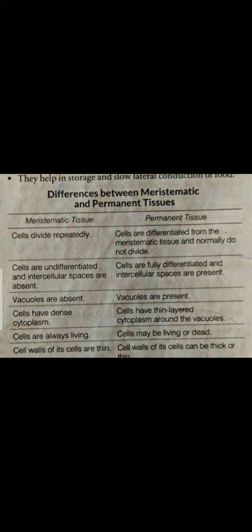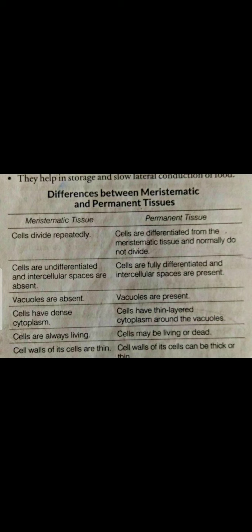So see here, meristematic tissues and permanent tissues. It is given in this picture as the differentiating points. So see here, in meristematic tissues cells divide rapidly. That is the function of meristematic tissue, that they are dividing tissues. So the division of cell is done in meristematic tissue, and the differentiation is done by the permanent tissues. So cells are differentiated from the meristematic tissues and normally do not divide. So permanent tissues are differentiating tissues.